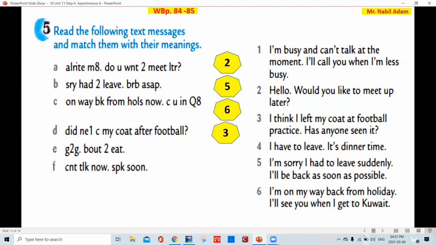D, number 3. I think I left my coat at football practice. Has anyone seen it? E, number 4. I have to leave. It's dinner time. Got to go. About to eat. Got to go. F, number 1. I'm busy. I can't talk at the moment. I'll call you when I'm less busy. Speak soon. Can't talk now.